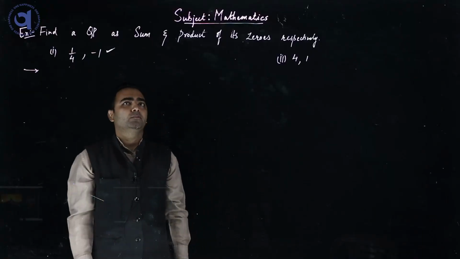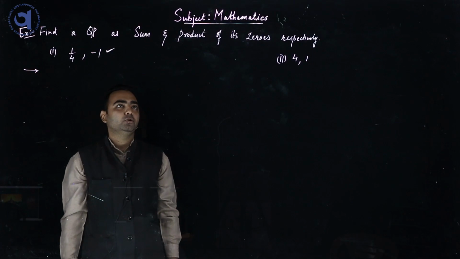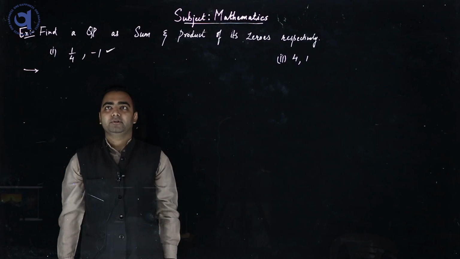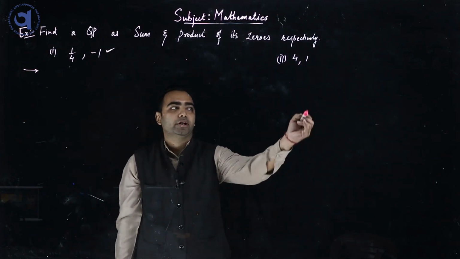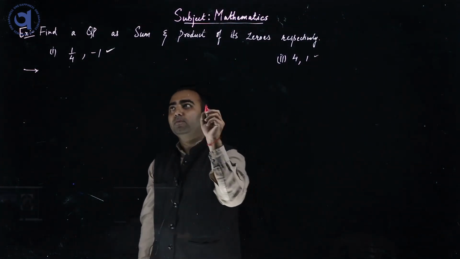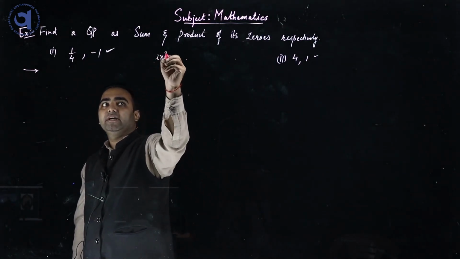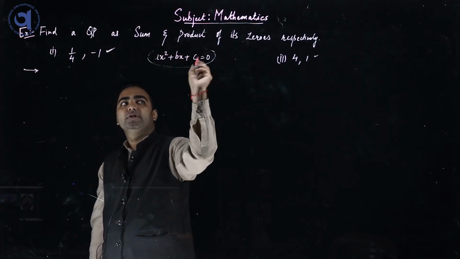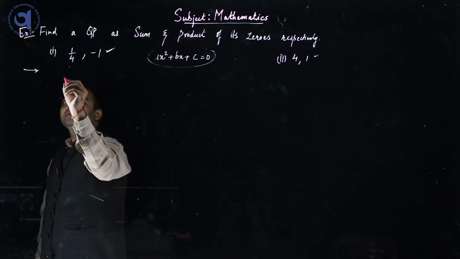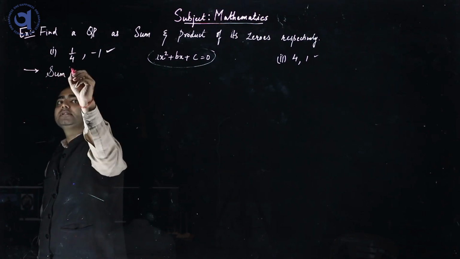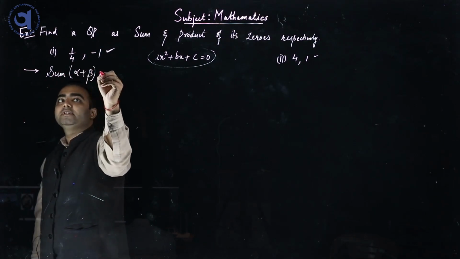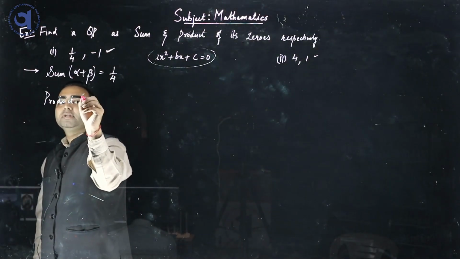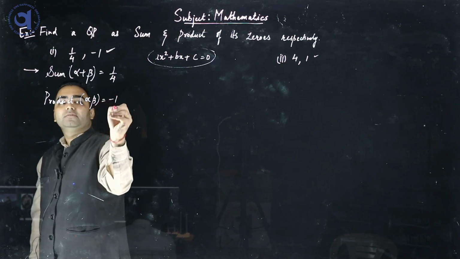Now let us consider one more example on polynomials. Here we need to find an expression for a quadratic polynomial where two values are given. The first is 1 upon 4 and minus 1, and the other is 4 and 1. Now what is the standard form of this expression? We can write it in the form ax square plus bx plus c equals to 0. This is the standard form of a quadratic polynomial. Now here two things are given. First, the sum of the zeros is given, that is alpha plus beta equals 1 upon 4. Also the product of the zeros is given, that is alpha into beta equals minus 1.